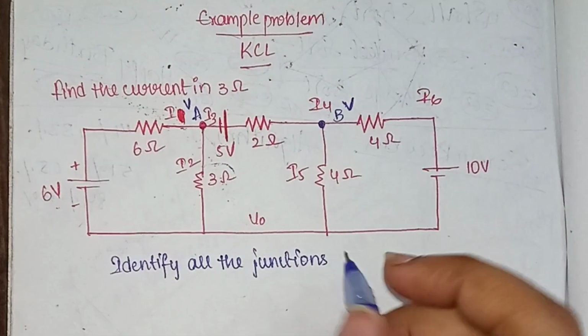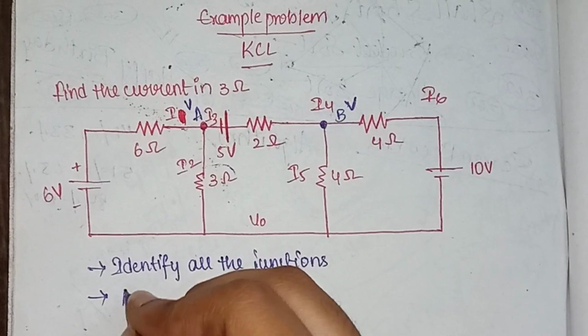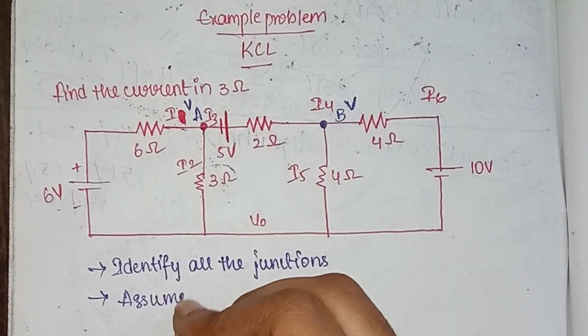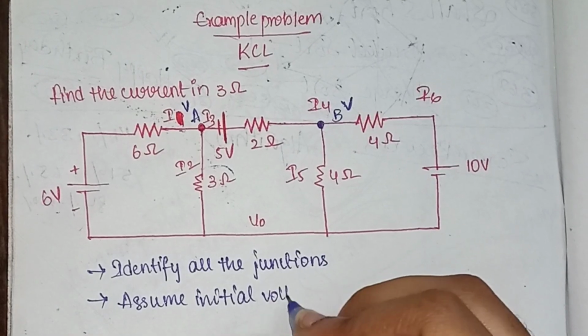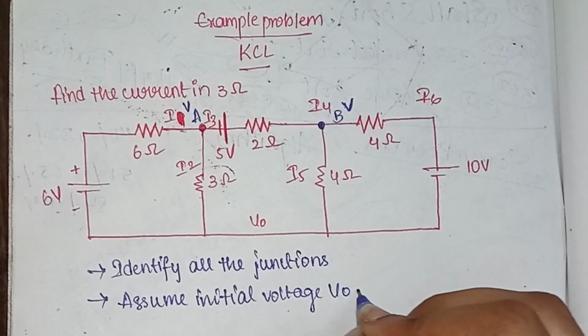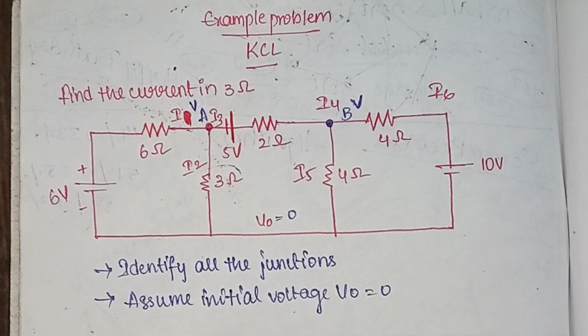Now the next point, after identifying the junctions, is we need to assume the initial voltage V0 is equal to 0. So this is our initial voltage and we need to assume it as 0.